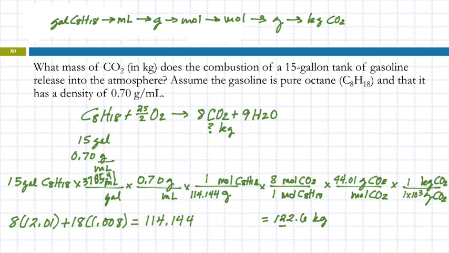2 sig figs from the 15 gallons at the beginning. Can I round 122 to 12? No, that's ridiculous, right? 122, I'm rounding to the nearest 10, so that's 120 kilograms of CO2 burning 1 15-gallon tank of gasoline. Of course, that's an estimate, right? Any questions?